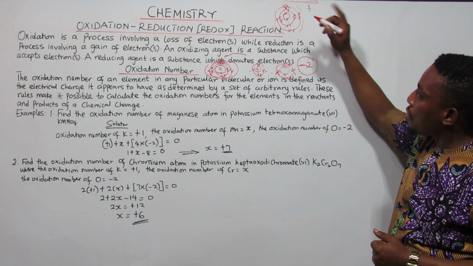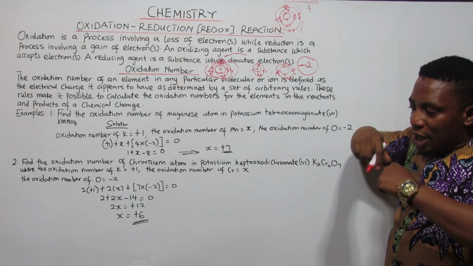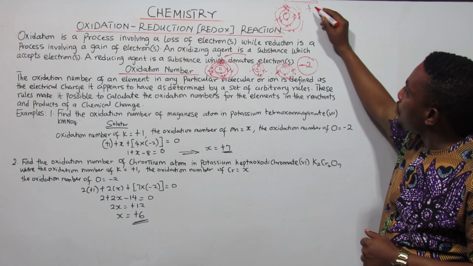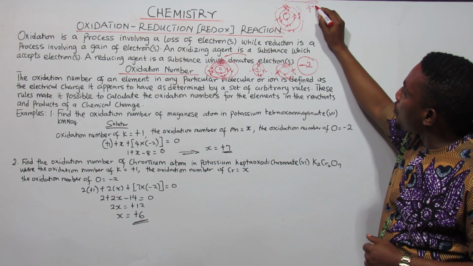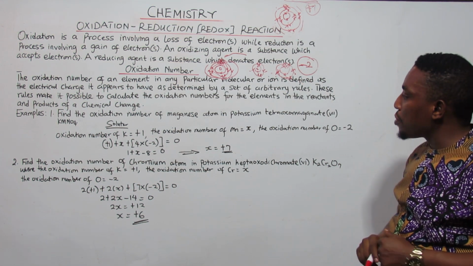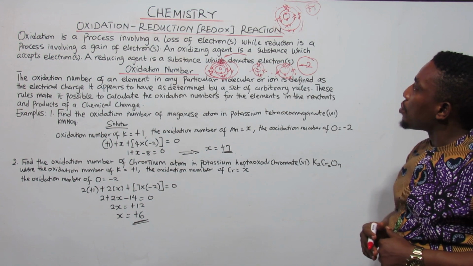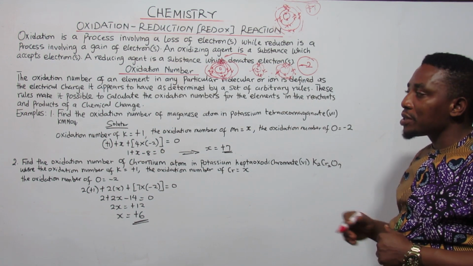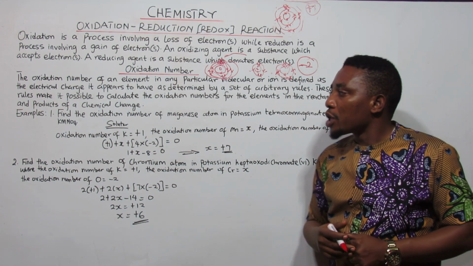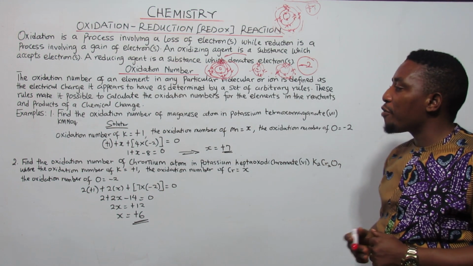And in that case, now you say that it has a plus charge because it's giving out that electron. So you say that it has plus 1. So the oxidation number of this one is equal to plus 1, while that of oxygen is minus 2.